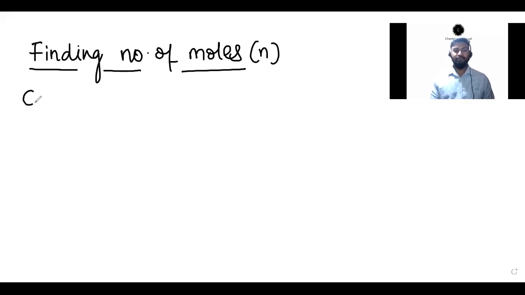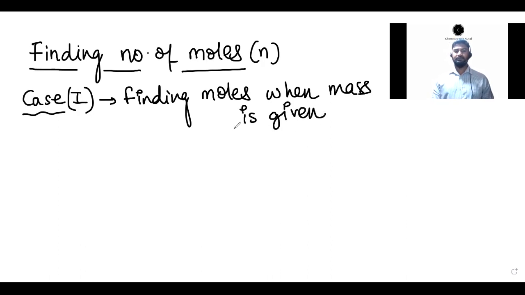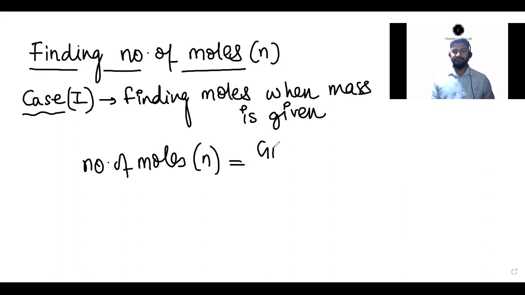So let's start. I'm going to do this in 3 cases. Case number 1. Suppose you have a question where they have asked you to find moles from mass given. So, finding moles when mass is given. This is the first case. Suppose you have a question where they've given you mass and they've asked you to find moles. How to do it? It's very easy. Number of moles n is nothing but the mass given in the question, called the given mass, divided by the molar mass.